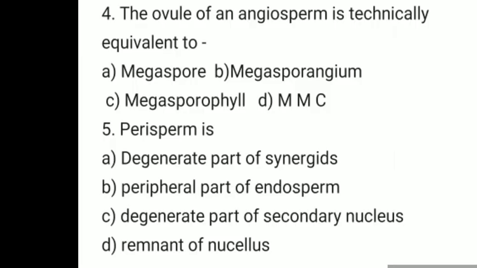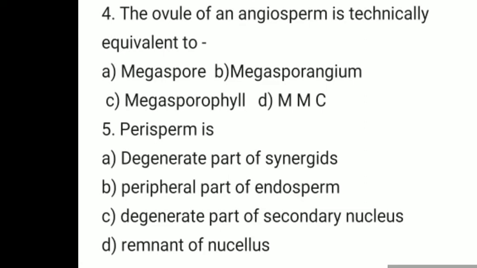Next, question number 4. The ovule of an angiosperm is technically equivalent to option A megaspore, option B megasporangium, option C megasporophyll, option D megaspore mother cell. It means MMC. Here the answer is, we know this simple question. Here the answer is option B, megasporangium.